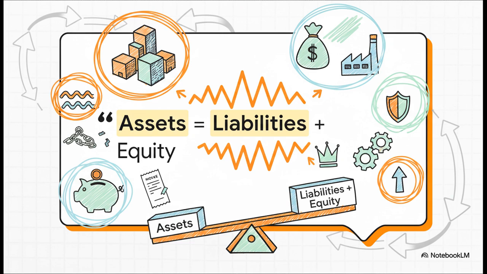And here we go. These three words, assets, liabilities, and equity, come together to form the single most important concept in all of accounting, the accounting equation. Assets equals liabilities plus equity. Now, this isn't a suggestion. It's like a law of physics for business. This equation must always be in balance. Everything a company owns has a claim against it, either by someone it owes money to or by the owners themselves.